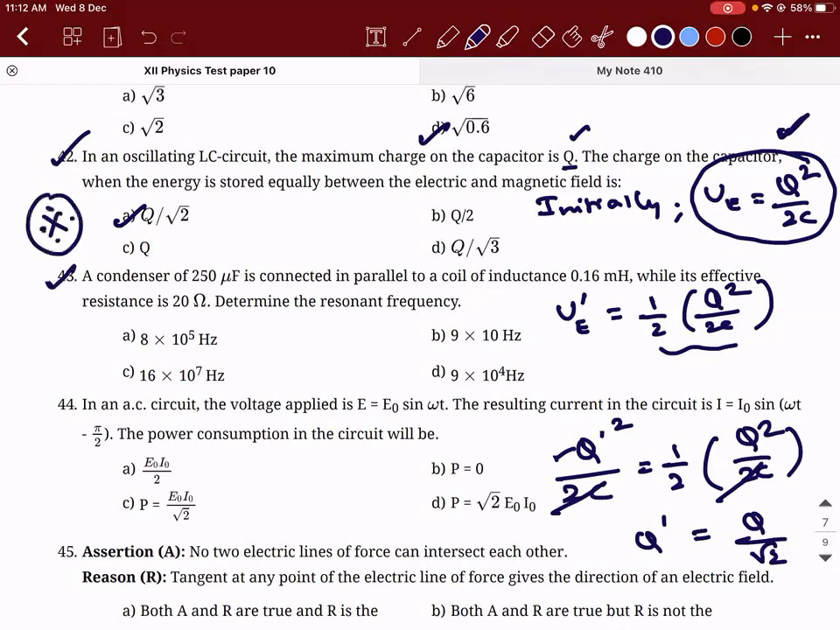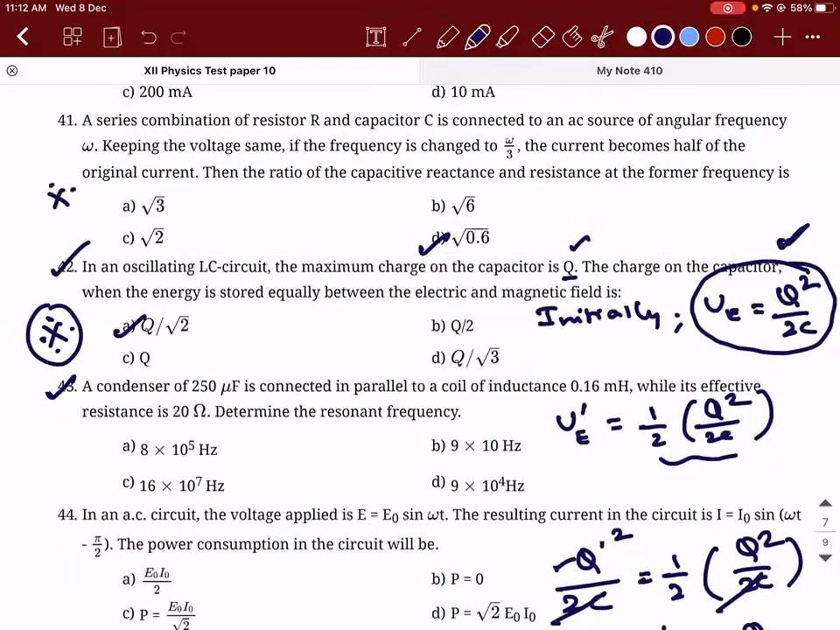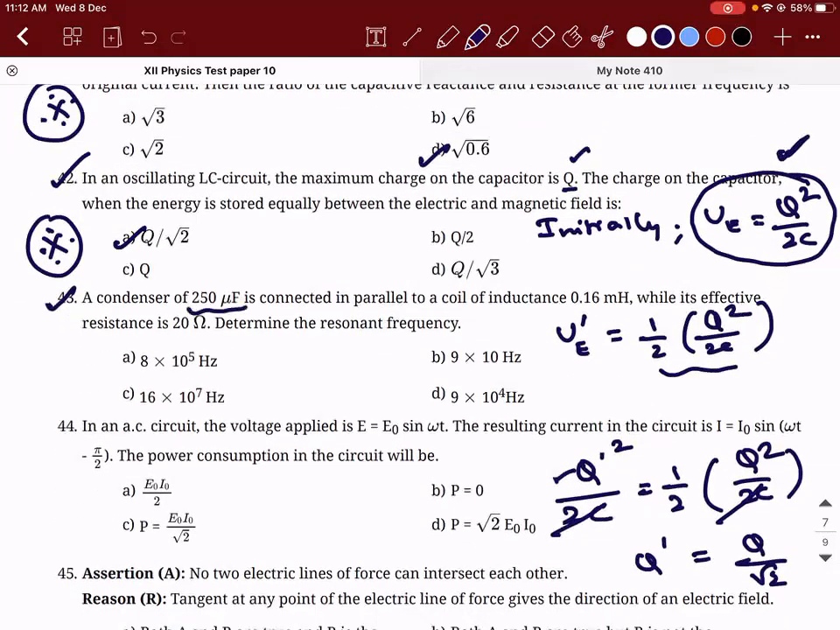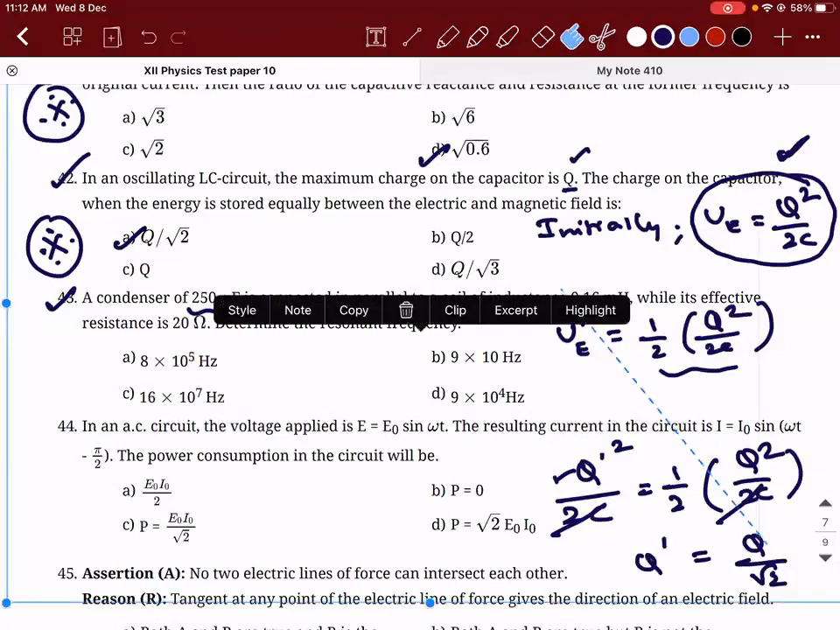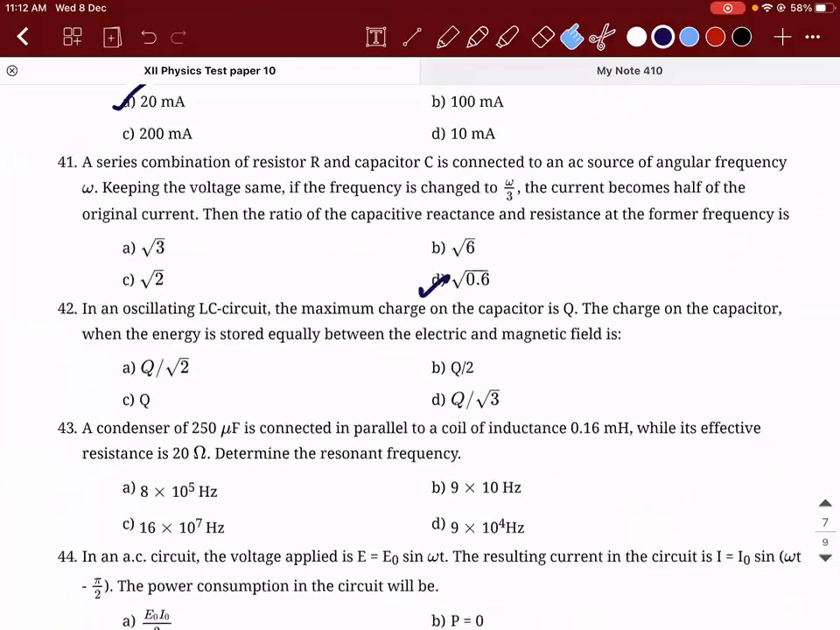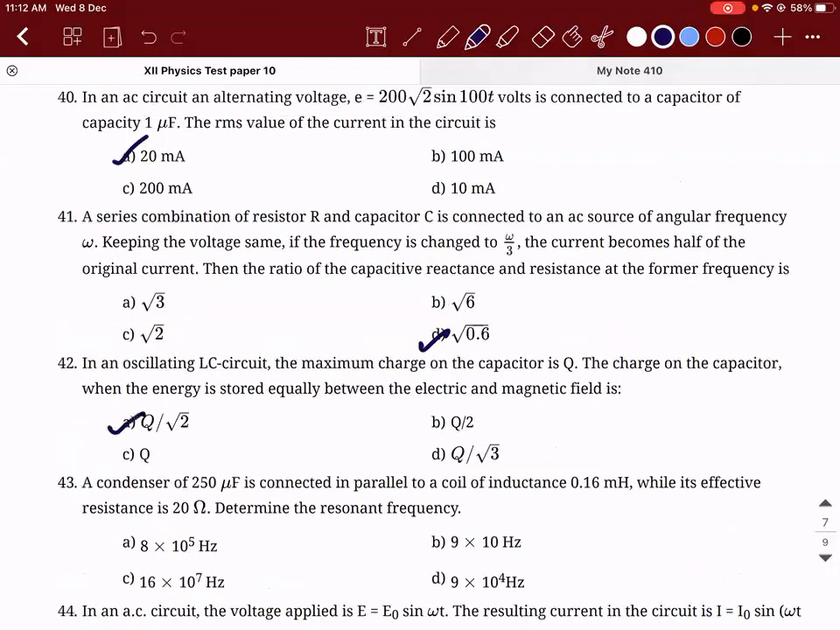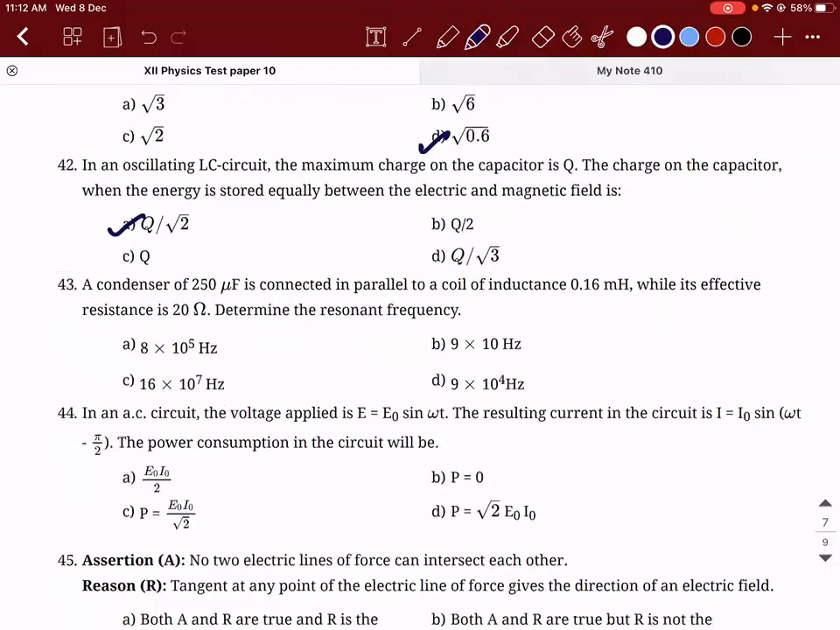This is also a good problem. There is a condenser of 250 microfarad, a condenser is a capacitor, which is connected in parallel to a coil of inductance 0.16 millihenry, while its effective resistance is 20 ohm. Determine the resonant frequency. Simple question.